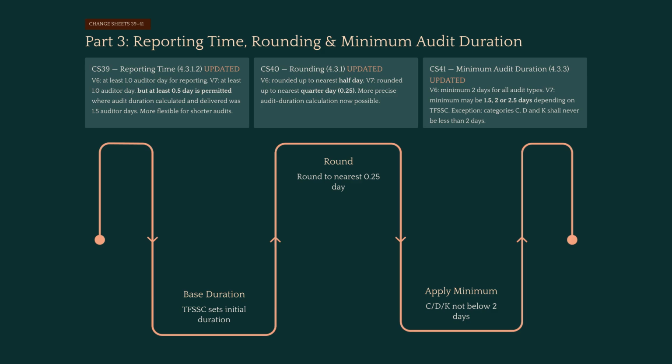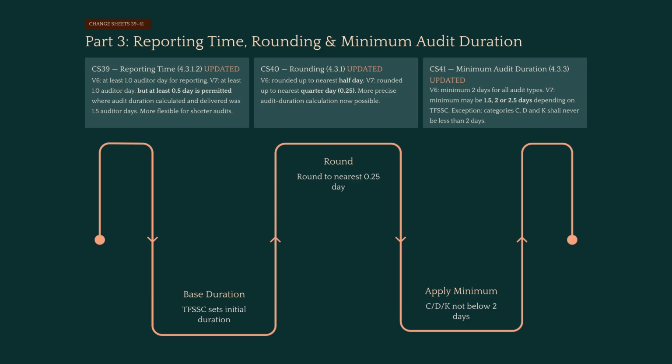Finally, let's cover the minimum audit duration in Section 4.3.3. Previously, Version 6 required a minimum of 2 days for all audit types. Version 7 updates this, stating that the minimum may be 1.5, 2, or 2.5 days, depending on the specifics set by the FSSC. A critical exception is that audit categories C, D, and K must never be less than 2 days. The updated process for determining duration involves 3 steps.